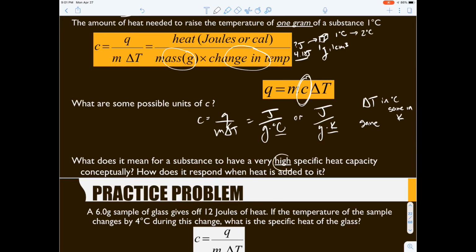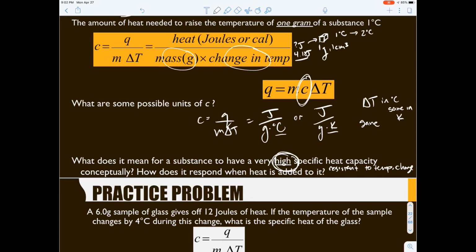So what does it mean for a substance to have a very high specific heat capacity conceptually? How does it respond when heat is added to it? Let's say this substance, instead of having a specific heat of 4.18, had a specific heat of 10. That would mean you'd have to add 10 joules of heat to change its temperature 1 degree. So things with really high specific heat capacities are resistant to temperature changes. In other words, a significant amount of heat is required to change its temperature.